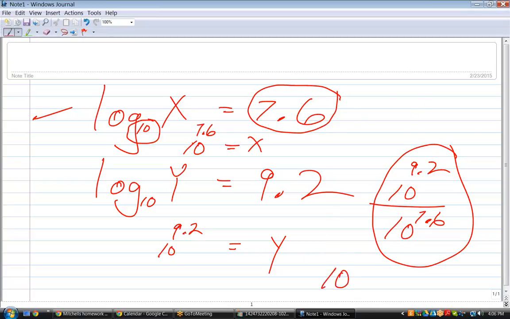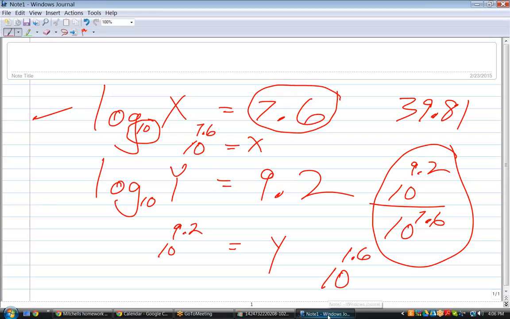So 10 to the 1.6 power, which is what? Go ahead and do that on a calculator. 10 squared is 100. 10 to the 1 is 10. So it's somewhere in between 10 and 100. Yeah, it's like 39.81. That should be the answer. It's 39.81 times as strong.